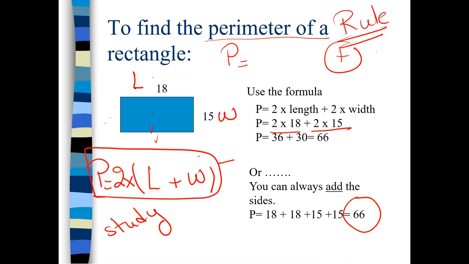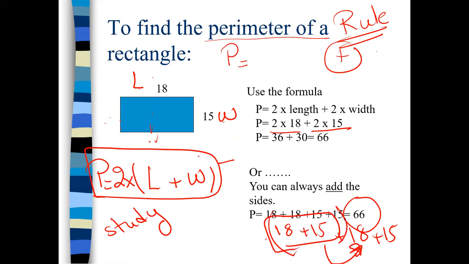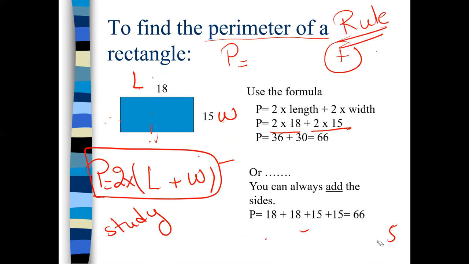Why? Because we are repeating the length 2 times and the width 2 times. So when I say 18 plus 15 plus 18 plus 15, this 18 plus 15 is being repeated twice, meaning 2 times 18 plus 15. Okay? So the parameter of a rectangle is 2 times length plus width.